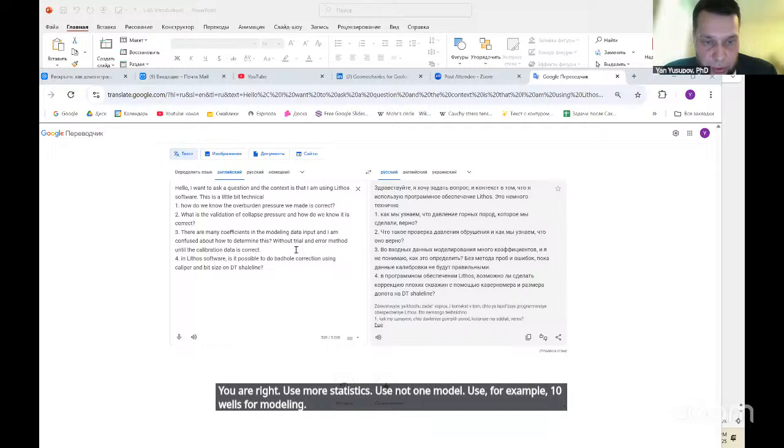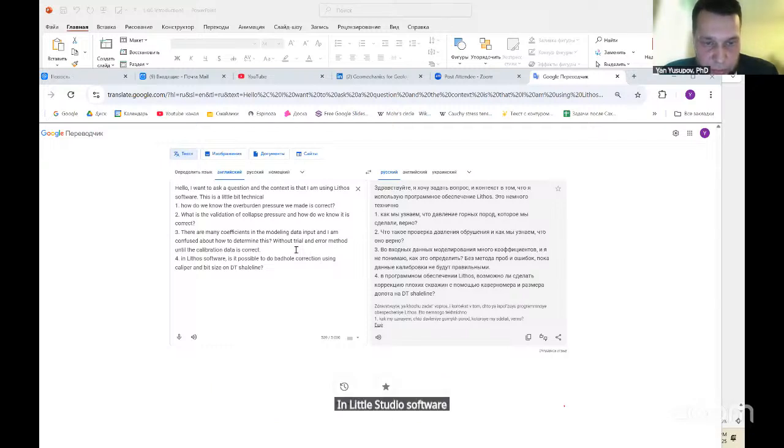In the software, is it possible to do batch hole correction using caliper and bit size on the shale line?